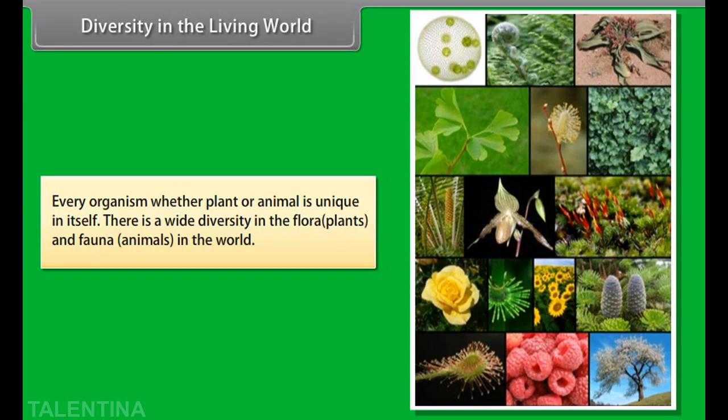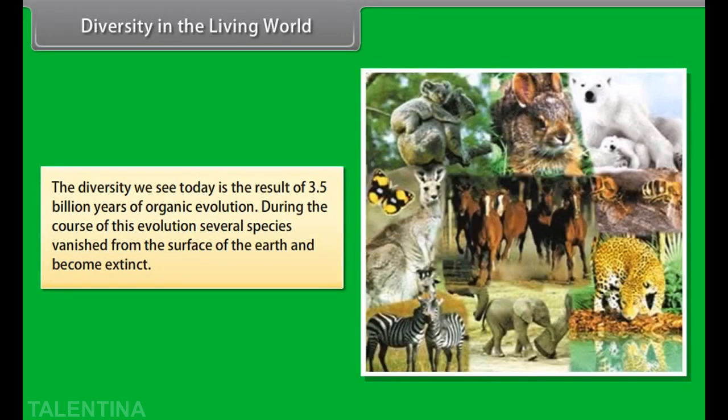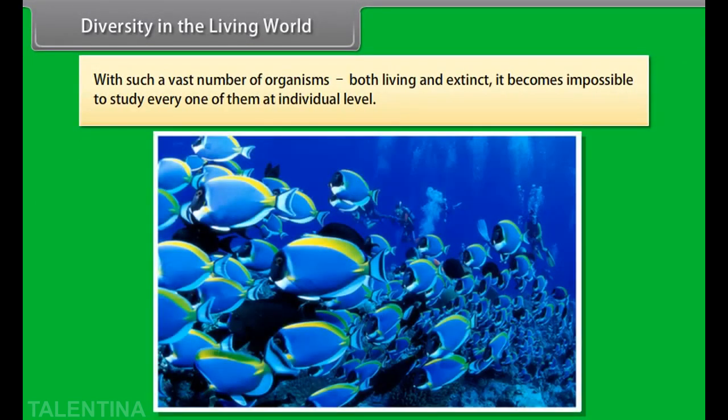There is a wide diversity in the flora, plants, and fauna, animals in the world. The diversity we see today is the result of 3.5 billion years of organic evolution. During the course of this evolution, several species vanished from the surface of the earth and became extinct. With such a vast number of organisms, both living and extinct, it becomes impossible to study every one of them at individual level.